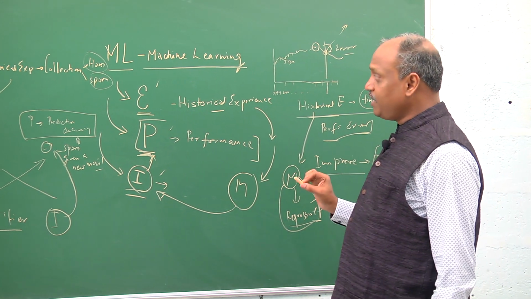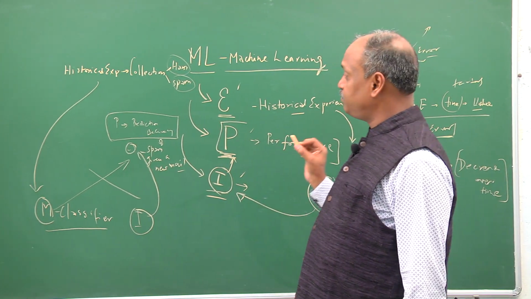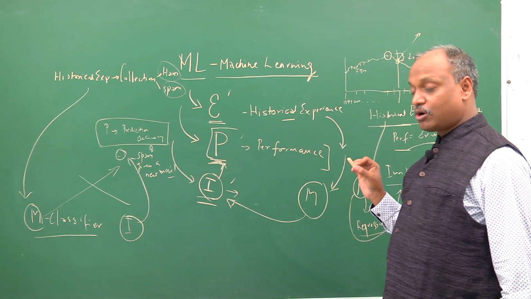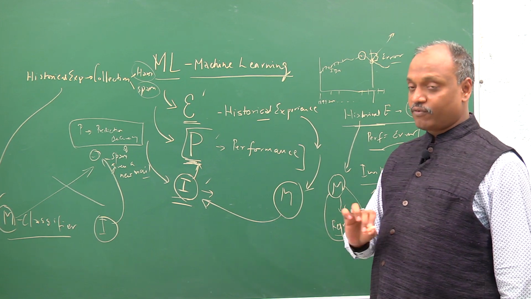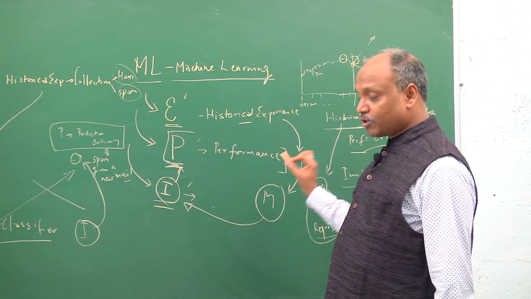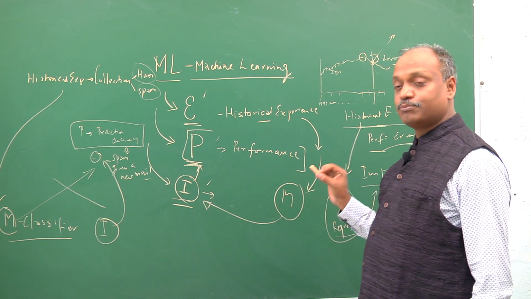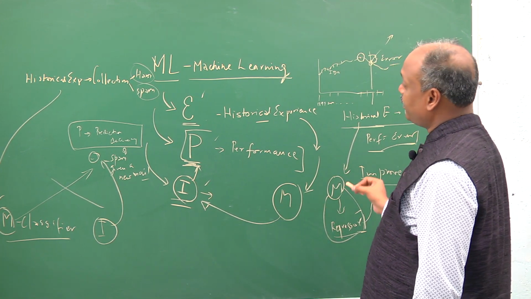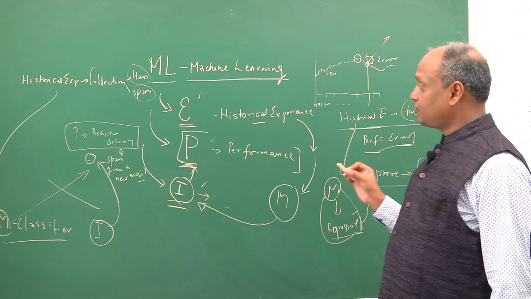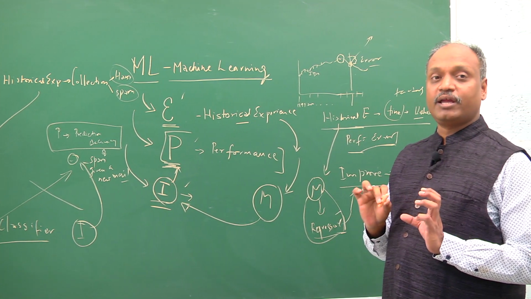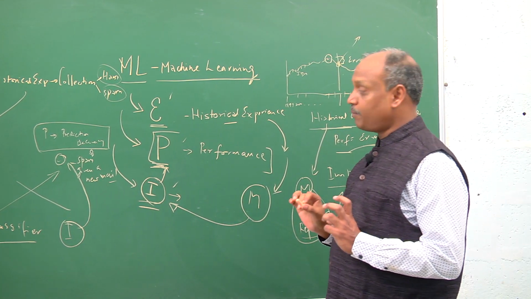So if you see here, machine learning has these basic common elements: a lot of historical data, a notion of performance, and a notion of improvement of performance based on a model generated from historical data. So that, in essence, gives you a key idea of what machine learning is all about.